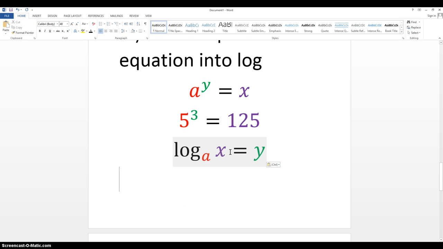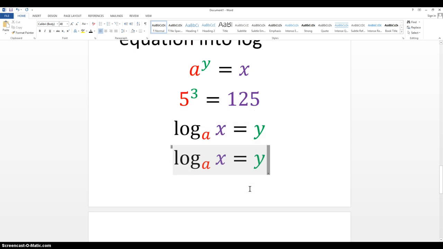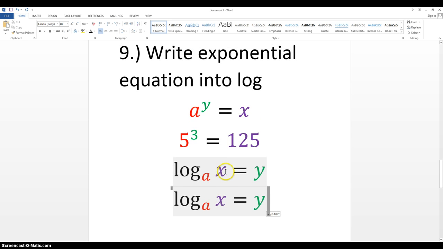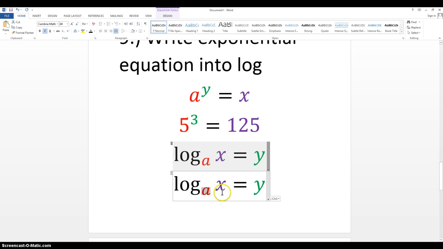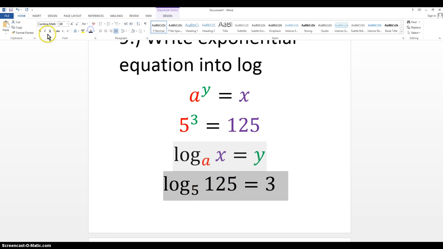So I want to write this into a log equation. What I do is write my format for the log, and then all I have to do from there is match up those letters with the appropriate numbers. So here I have A, which is what? 5, good job. So that's going to be my base. X is the purple, so that will be what? 125, exactly. And then I have Y, which is my exponent in this case. And what value is that? 3. Good. So my overall answer is log of 125 base 5 equals 3. Excellent.